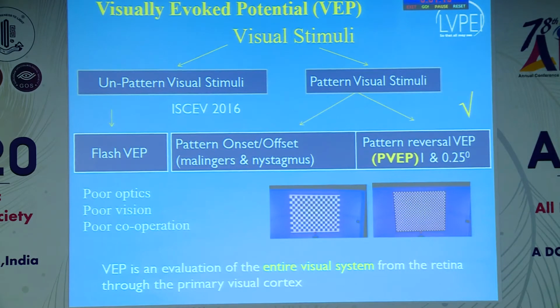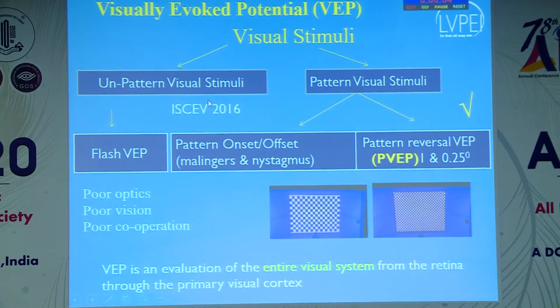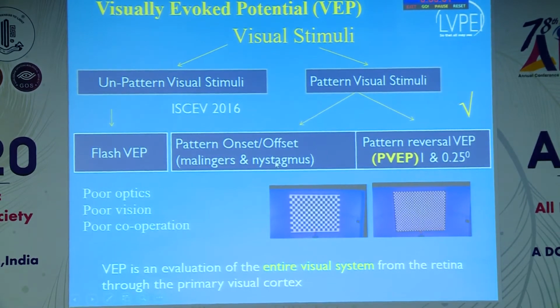So coming to the visually evoked potential, it's a response of the entire visual system to a flash or a pattern stimulus. The recording protocol should include at least one of the following, either a flash or a pattern stimulus. The pattern stimulus can be pattern onset, pattern onset offset, or pattern reversal. In pattern reversal, the checkerboards of different sizes alternate with time. Flash visual evoked potential is useful in cases of poor optics, poor vision or poor cooperation, though it is of less value. It just gives an impression that some light is going through the visual system.